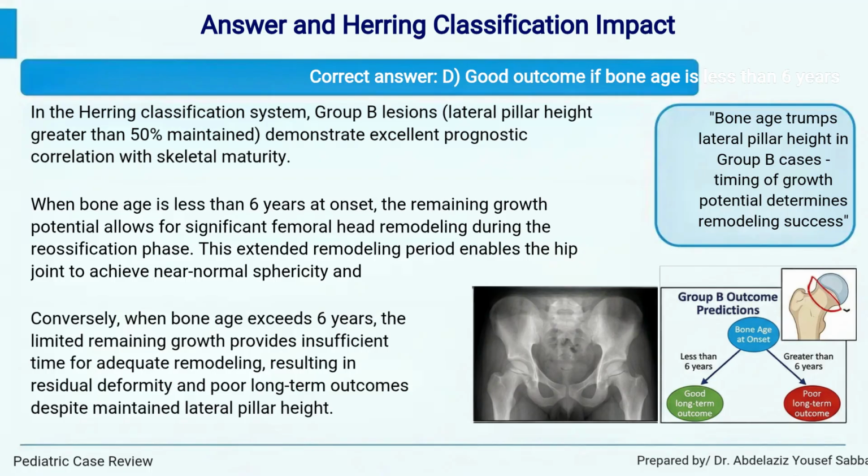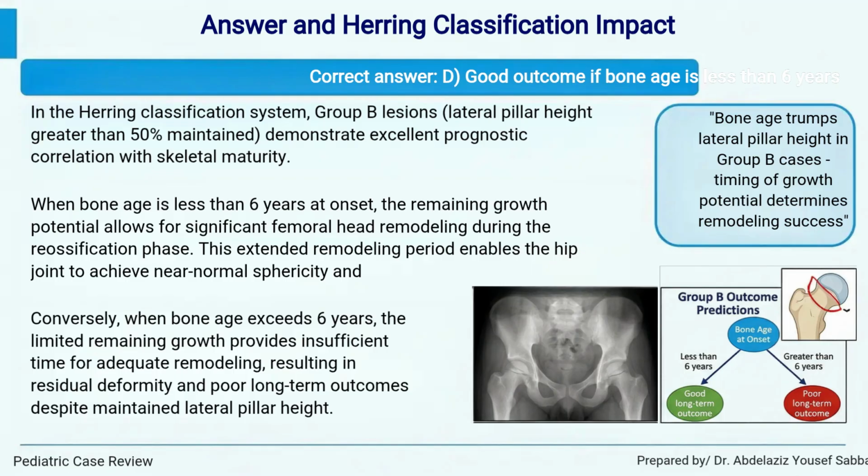In the Herring classification system, Group B lesions with lateral pillar height greater than 50% demonstrate excellent prognostic correlation with skeletal maturity. When bone age is less than 6 years at onset, the remaining growth potential allows for significant femoral head remodeling during the reossification phase, enabling the hip joint to achieve near normal sphericity and congruence.